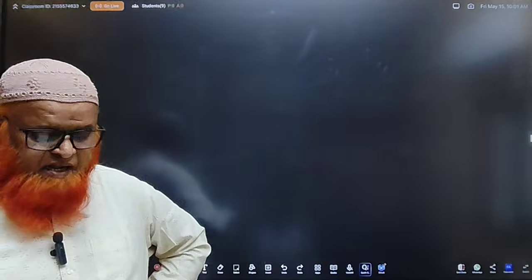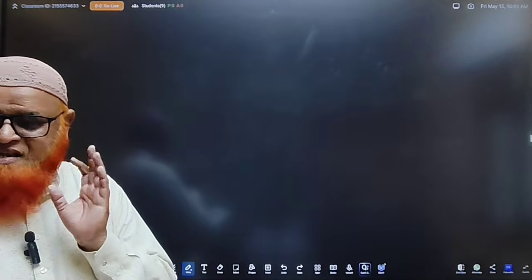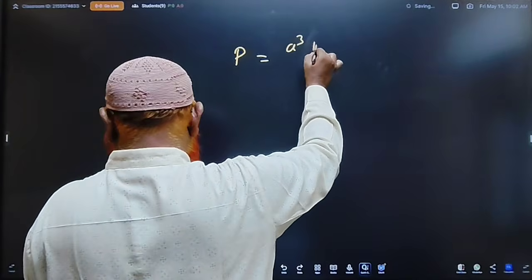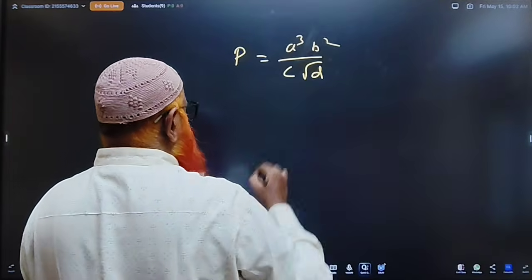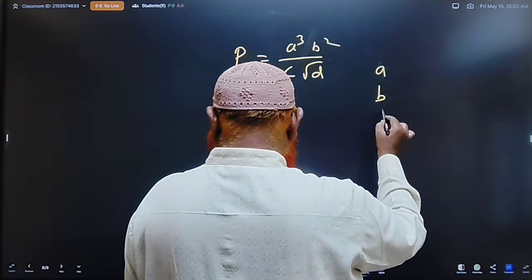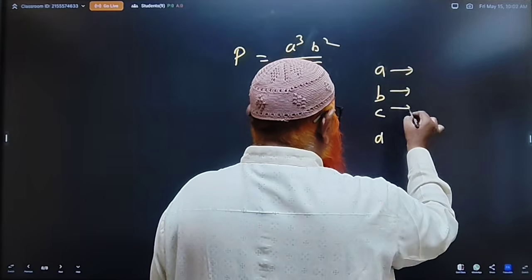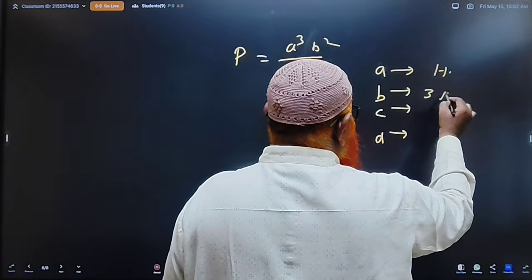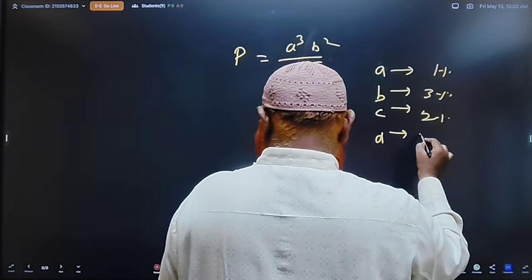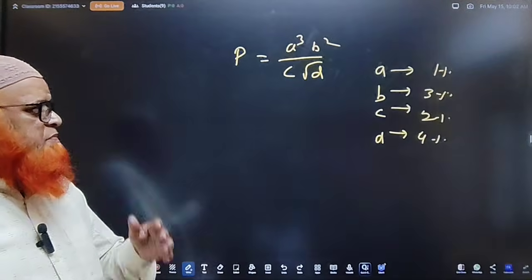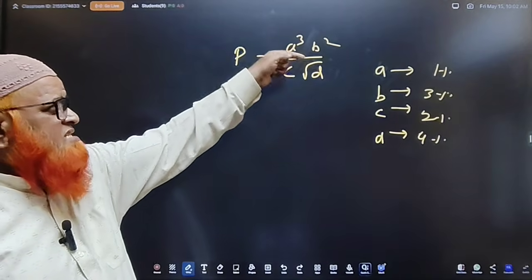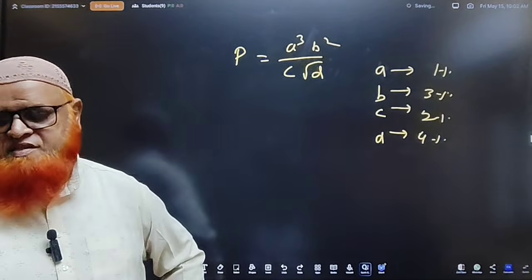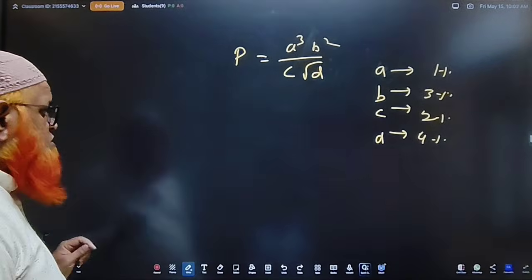Next, in errors, this type of question is regularly asked in NEET and JEE Mains. Find the percentage error of P, which is equal to A cube B square by root D. Here the percentage errors of A, B, C and D are given separately: A is 1%, B is 3%, C is 2%, and D is 4%. So what is the percentage error in P?